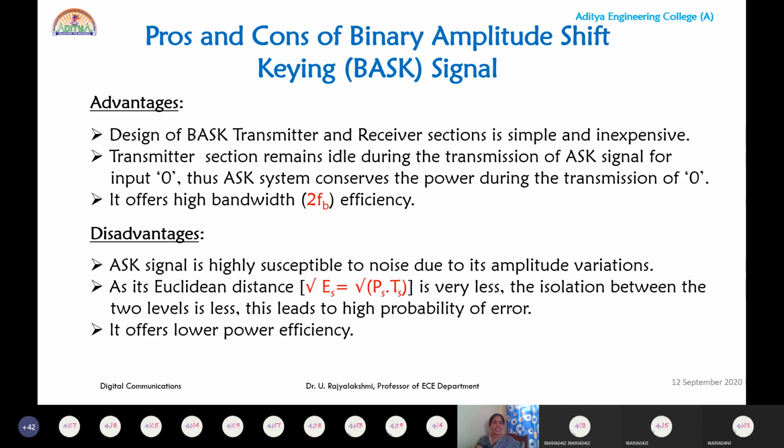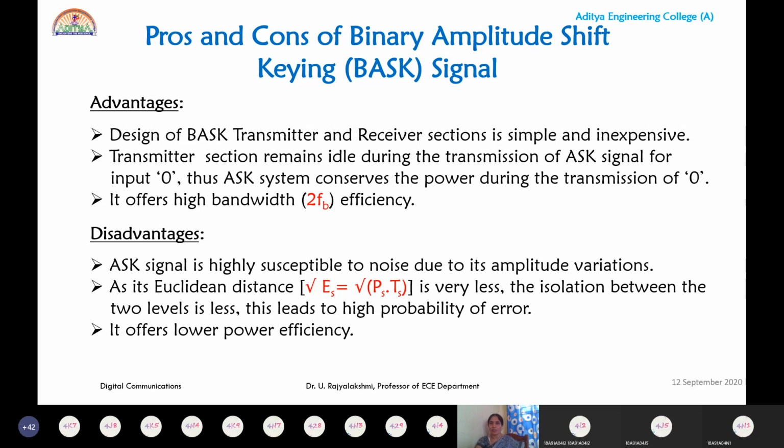For input 1 only, the ASK signal magnitude is the same as that of the carrier. For input 0, the ASK signal magnitude is also 0. So we don't transmit any component at that time. That's why it preserves power during the transmission of 0, so it's power efficient. And its bandwidth is 2 FB only, not very high. It has high bandwidth efficiency.